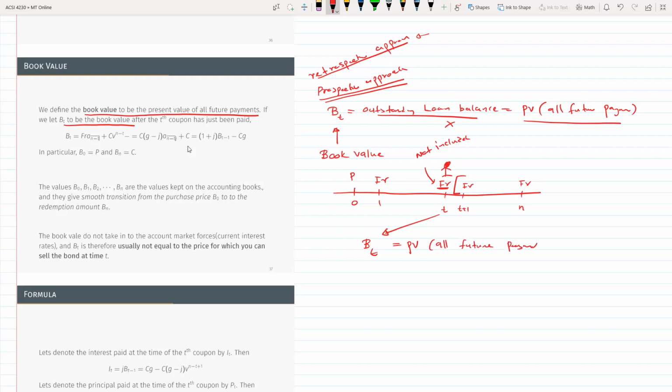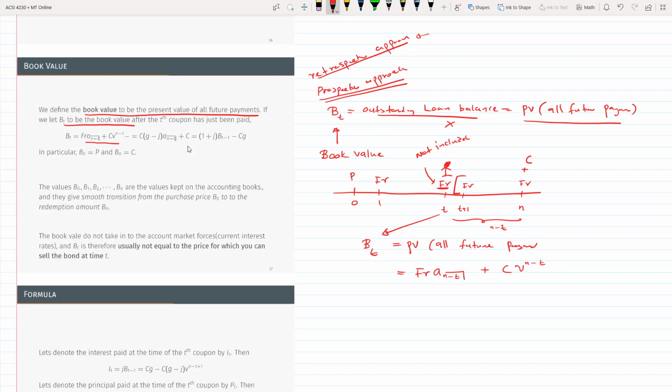Present value of all future payments. Oh, by the way, I needed the redemption amount here. So that would be Fr. And then this is an annuity. You can see it starts from t plus 1 to n. So how many are there? There are n minus t. And it's annuity immediate. Plus the time difference between here is n minus t, so C v^(n minus t). So that's what you see in here, the initial formula.